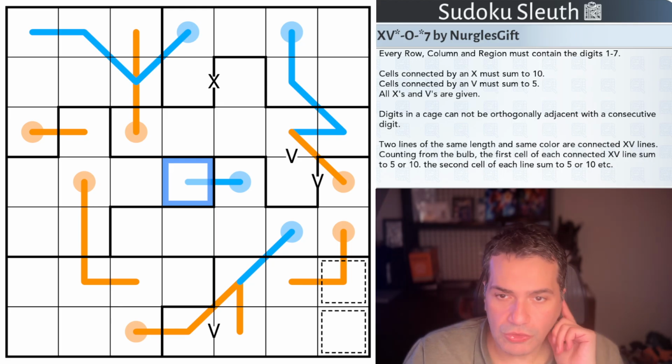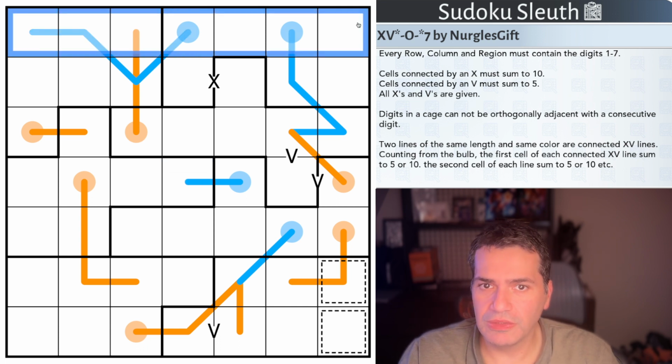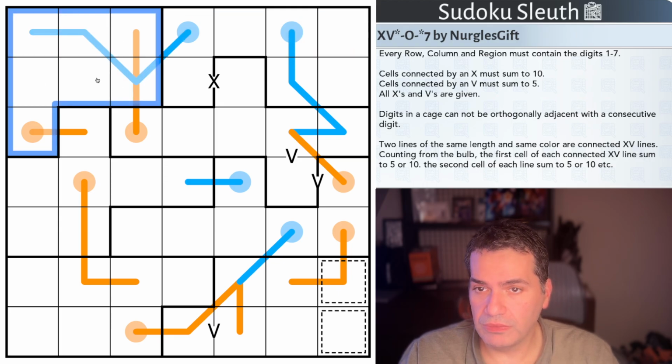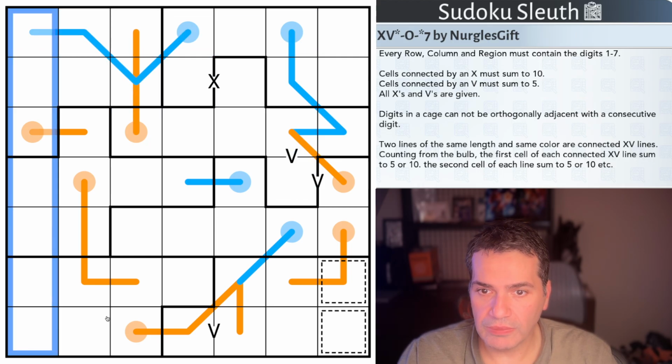Fantastic. So, rules-wise, we've got every row, column, and region must contain the digits 1 to 7. I mean, you should notice straight away that this is not a 9x9 grid. So this would be a region, that's 1 to 7. This is another region, that is 1 to 7. Of course, every row, every column as well.